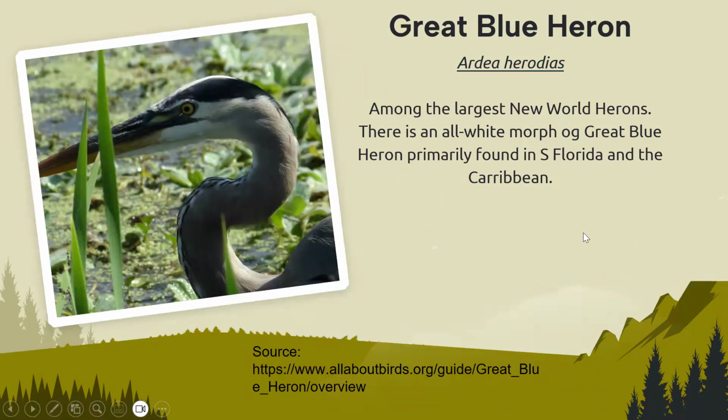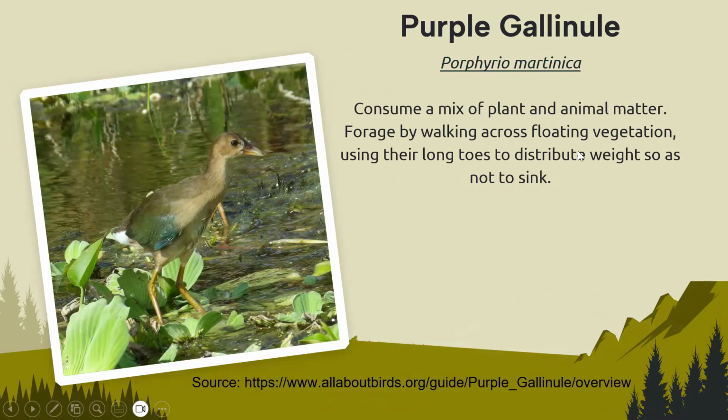Pretty unique. The great blue heron was undoubtedly my favorite bird that I saw at the Wetlands Park. It is Ardea herodias, and it is among the largest New World herons. There is actually an all-white morph of great blue heron, primarily found in South Florida and the Caribbean, which is pretty interesting. The purple gallinule was one of the prettier birds that we saw, Porphyrio martinica.